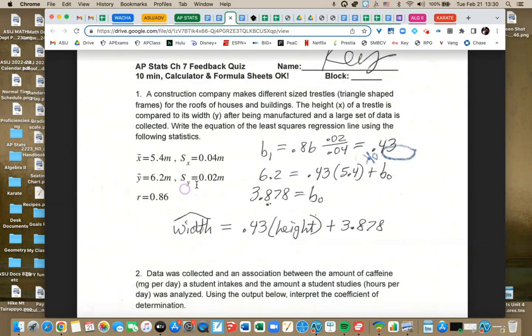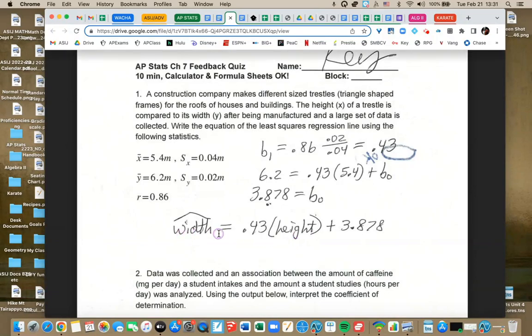So using R, Sy, Sx, you can calculate the slope right here. Sorry, that's all messy, but it's 0.43. Once you find that, you can use X bar and Y bar as a point on your line to find your y-intercept. Once you have that, you write it all out. One thing I do want to point out is that the width has the hat on it, because that's what you're predicting. The height does not have a hat on it.